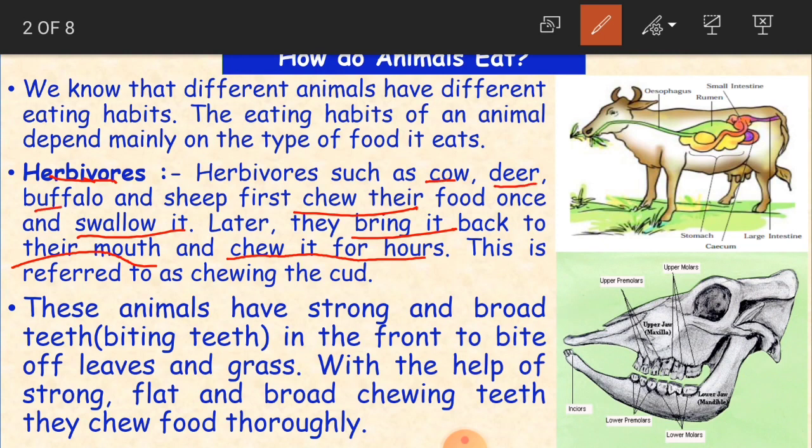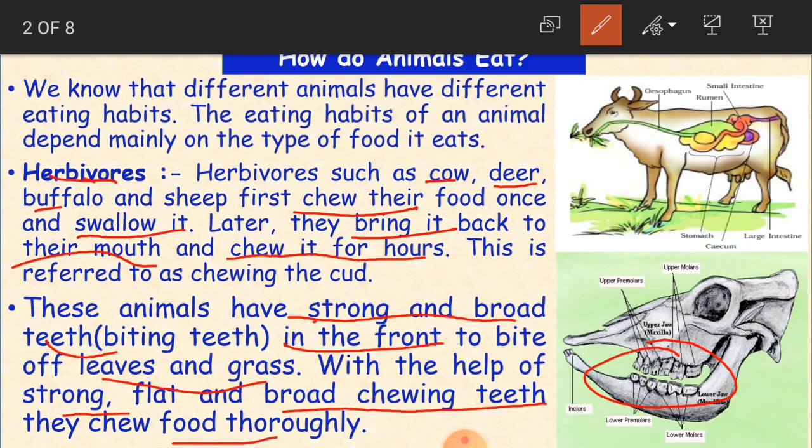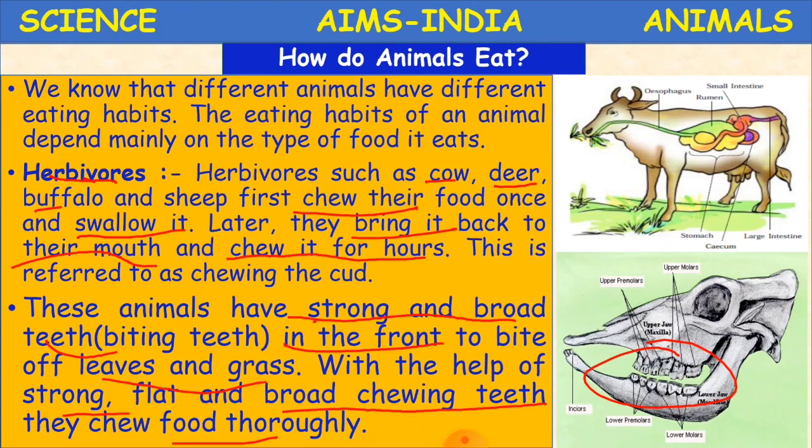Okay, and these are only plant eating animals. How do they eat? With the help of their strong and broad teeth, which are in the front as you see in the picture, they bite the leaves and the grass. With the help of their strong, flat, broad chewing teeth, they chew food thoroughly. So this is how the herbivores eat the food.